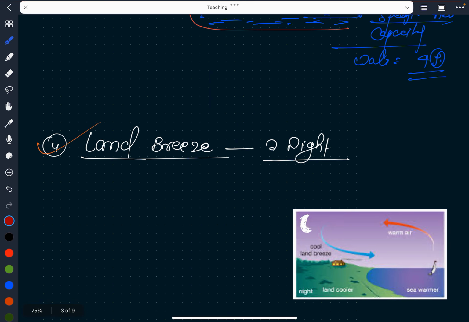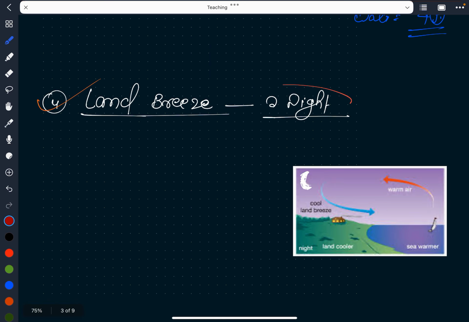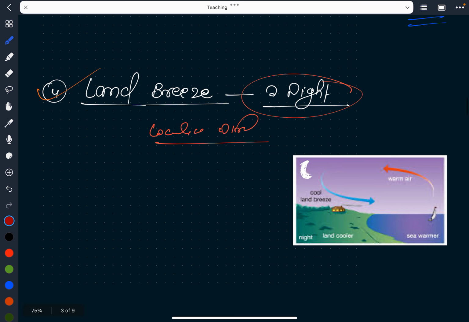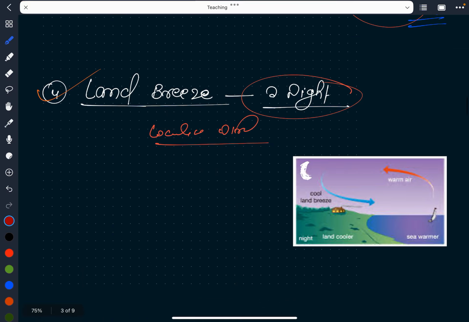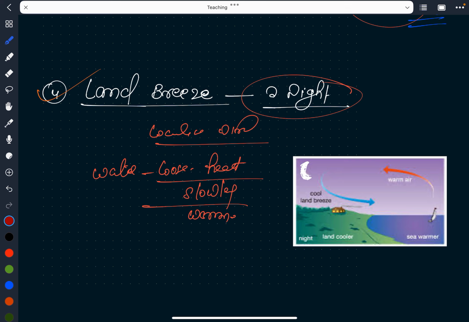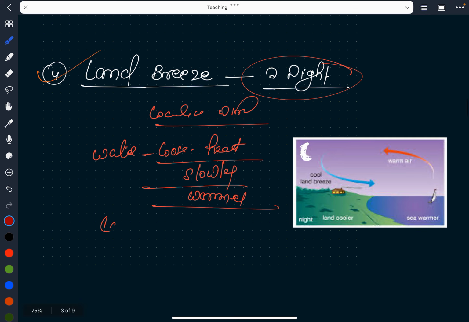Now the last topic is the land breeze. The land breeze will blow at night. It is also a localized wind. What happens at night? I have already mentioned the specific heat capacity of water. So at night, the water will lose heat slowly, so relatively it is warmer. And what will happen to land? Land will lose heat very quickly.